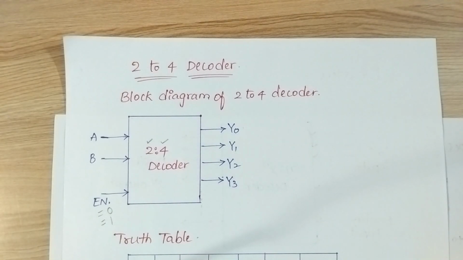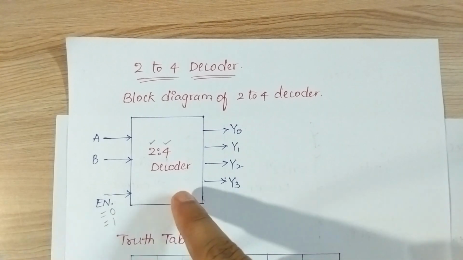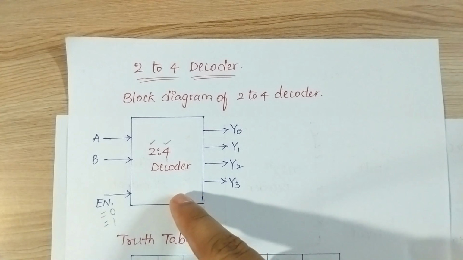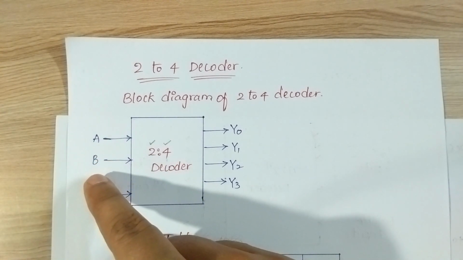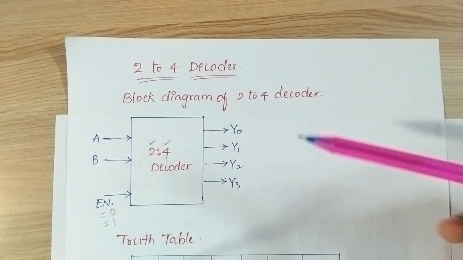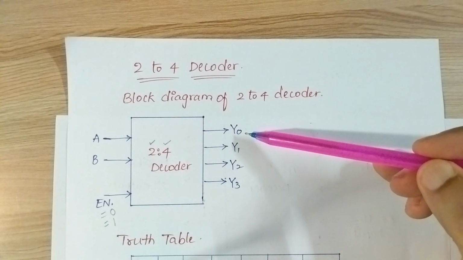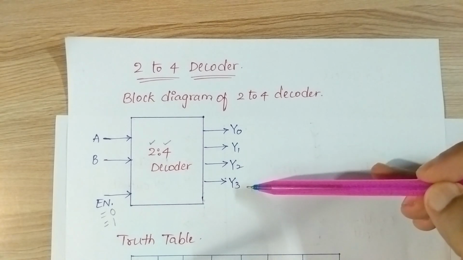Hello everyone. In today's video, we will discuss one type of decoder, that is the 2 to 4 line decoder. This figure shows a 2:4 decoder in which two inputs are there, represented by capital A and capital B, and four outputs are there, represented by Y0, Y1, Y2 and Y3.